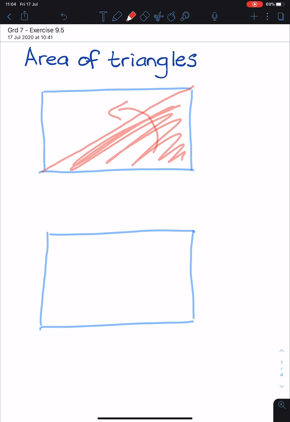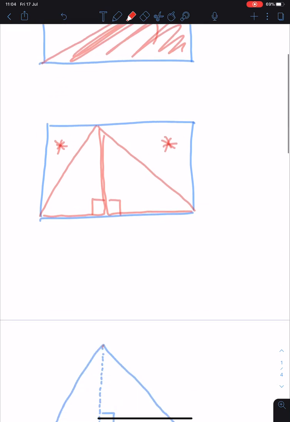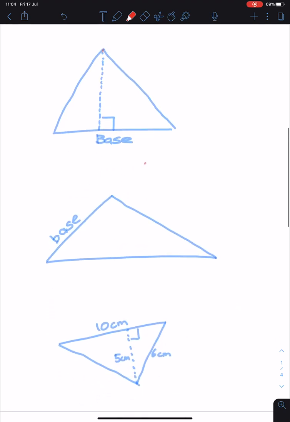Then we did a triangle that looked like this. And we took this piece here and this piece here, and we folded them onto the triangle so that the triangle was covered. And remember, we had our right angles at the bottom. And that proved that the triangle was half of the rectangle. So let's have a look at some more triangles.